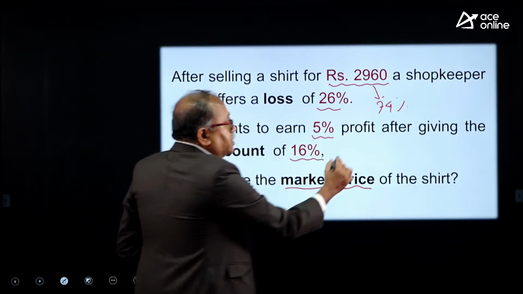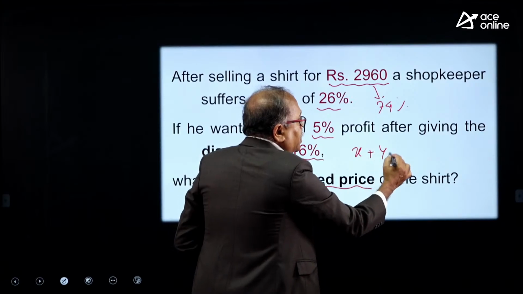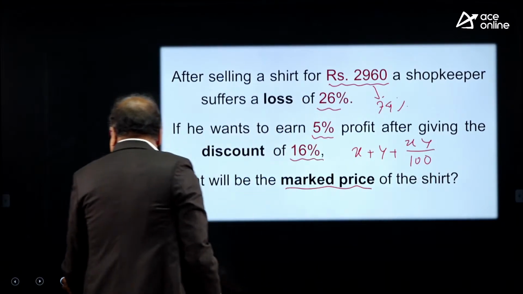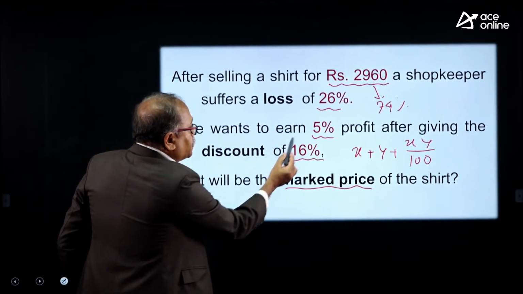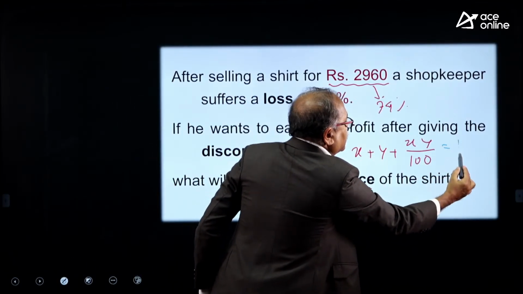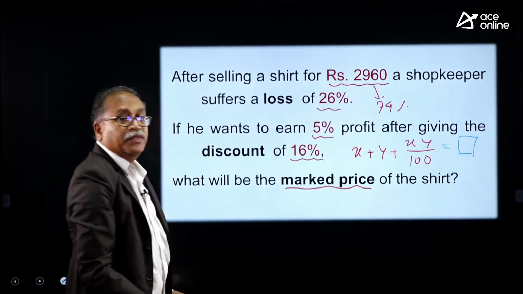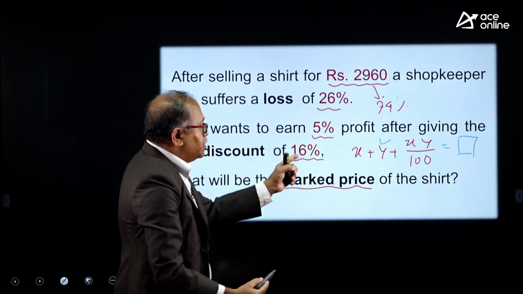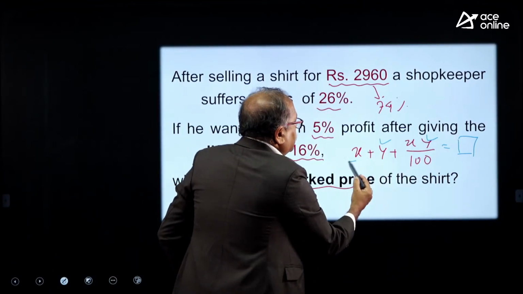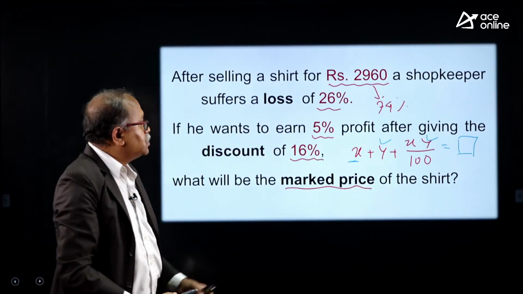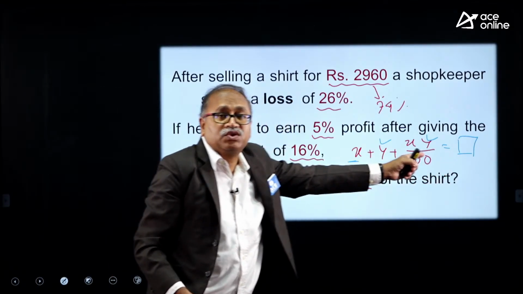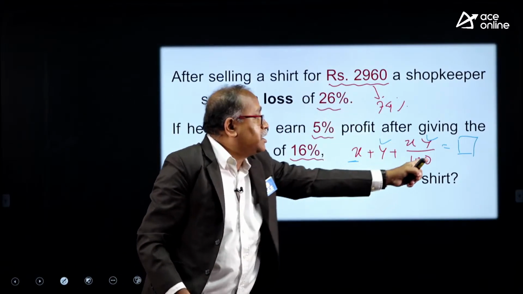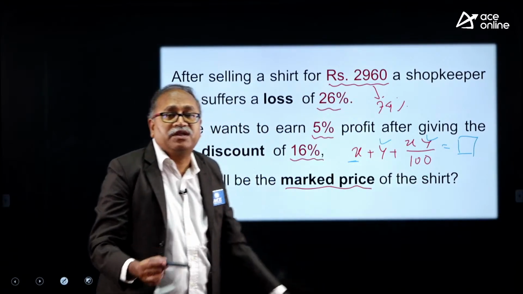Can I apply this one formula, x plus y plus xy by 100, in which I already know the 5% profit, that means the result I know over here, and what is the discount? So this y I know here, let the x be the markup. So I will be getting the mark price over here. Here I will get the cost price, and by using this percentage I will be getting the mark price.